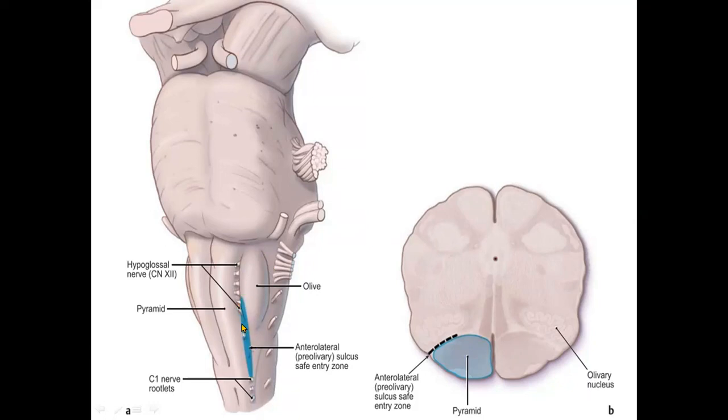Actually, this sulcus is between the hypoglossal nerve and the C1 rootlets here. So we make a cut or incision here. It's near the pyramid, so we must be careful not to disturb the pyramid. And behind this incision is the olivary nucleus. So our incision is made between two very important structures. Firstly, the pyramid. Secondly, the olivary nucleus.